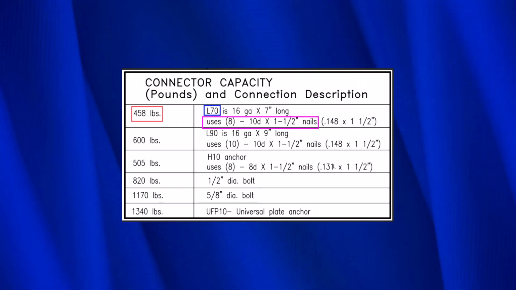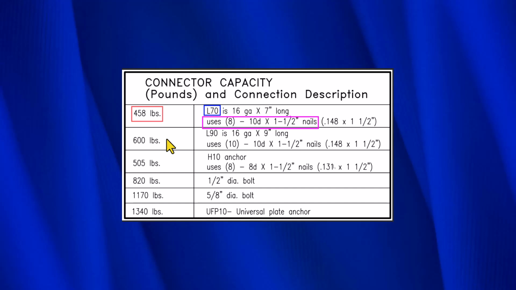The reinforcement schedule is based on the connector capacity table that you see right here. Now this table tells us what the capacity is of the various types of hardware that we saw in the reinforcement schedule. So for example, we have the L70 right here. That's a Simpson L70. We see that it can resist 458 pounds, and then it uses this number of nails right here, 8 10-penny nails that are 1.5 inches long. And if, let's say, we have an L90 and we need 10 of them, if we use 10 of them, we can resist 6,000 pounds.